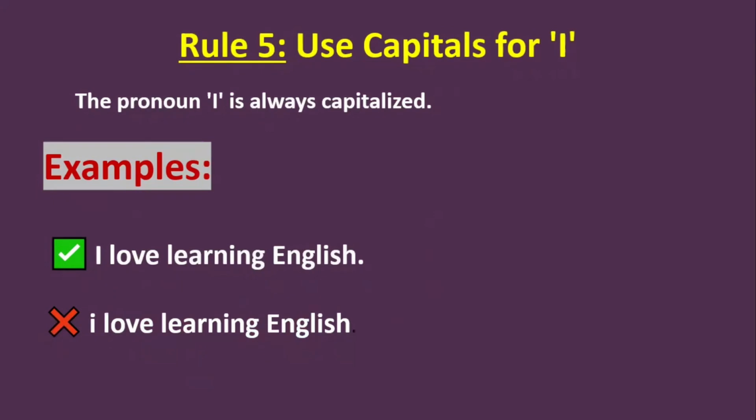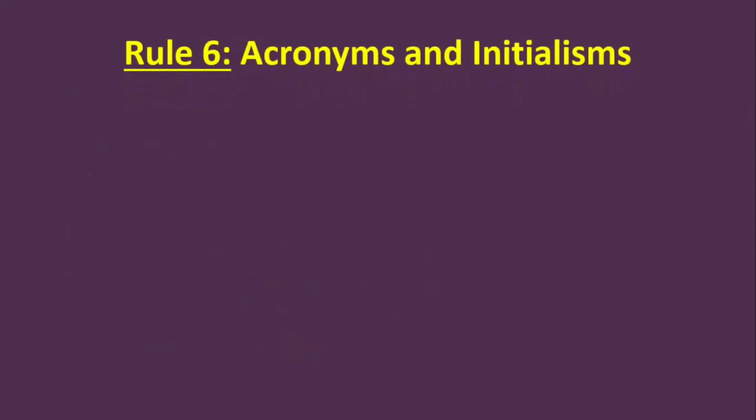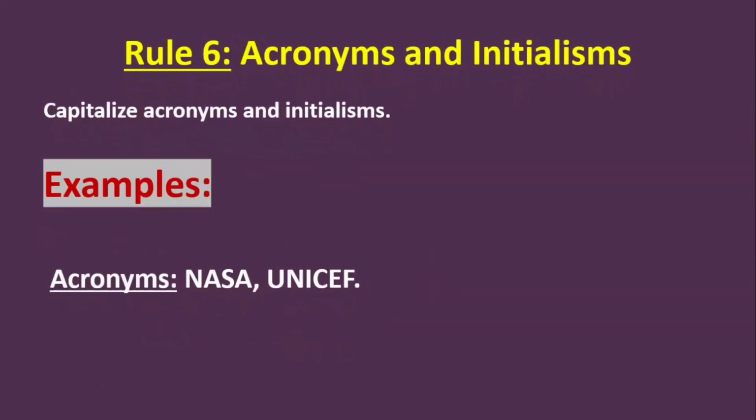You cannot say this, okay, because this is not capital. This is completely wrong. I should be capitalized all the time. Rule number 6, acronyms and initialisms. Acronyms are those words which we can create out of the first letters of a group of words, and then we create a new word like NASA, for example, or UNICEF.